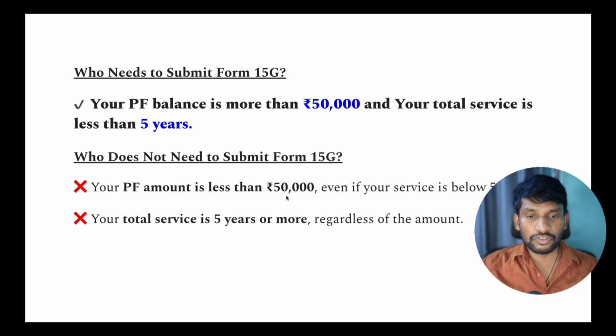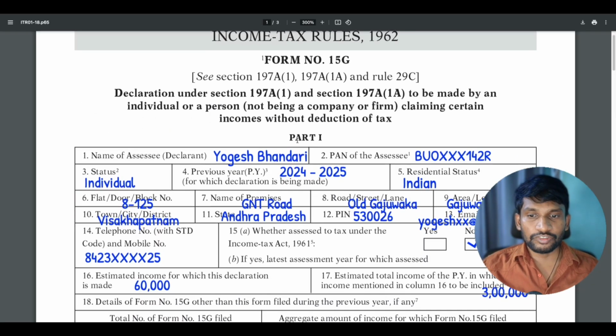If your PF amount is less than 50,000 rupees, you don't need to submit Form 15G, even if your service is below 5 years. And at the same time, if your service is above 5 years, then regardless of the PF amount, you don't need to submit Form 15G, because after 5 years, whatever the PF amount you have, the entire amount will become tax free. So in that case, even the PF amount is above 50,000 rupees, you don't need to submit Form 15G. Let's see how to fill the Form 15G.